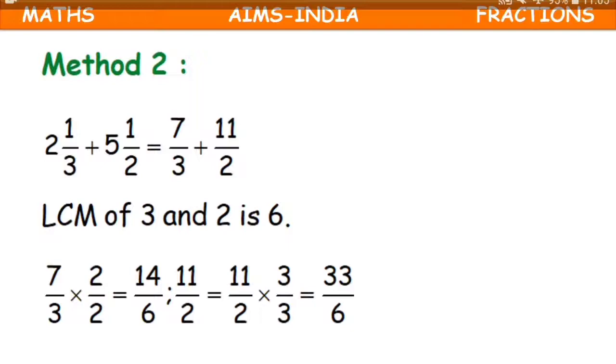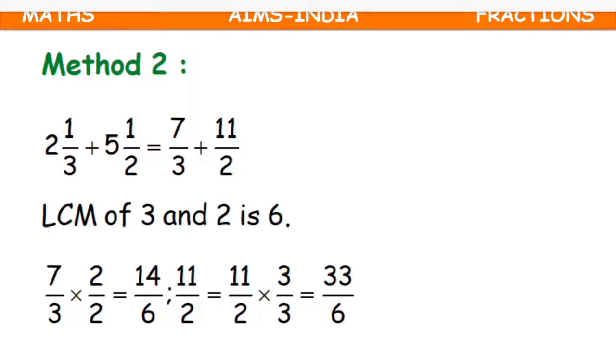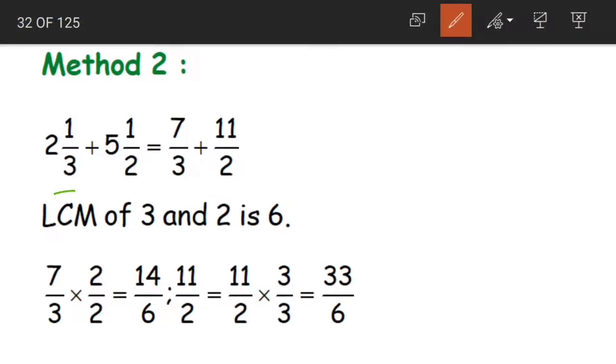Now coming to the second method of adding mixed fractions. Now what do we have here? 2 1 by 3 and 5 1 by 2. First step is to convert these mixed fractions into improper fractions. What is the first step in method 2 children? Convert these mixed fractions into improper fractions.